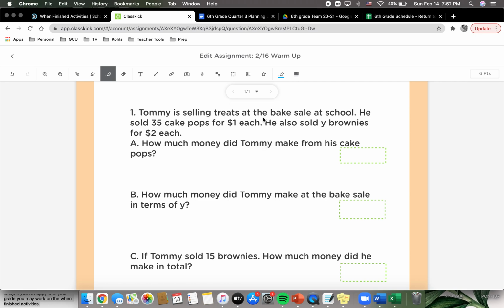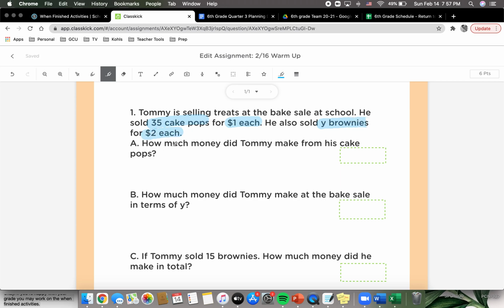So looking at the warm-up for February 16th, we're going to look at number 1. It says, Tommy is selling treats at the bake sale at school. He sold 35 cake pops for $1 each, and he also sold y brownies for $2 each. So we got to highlight all of our key details.